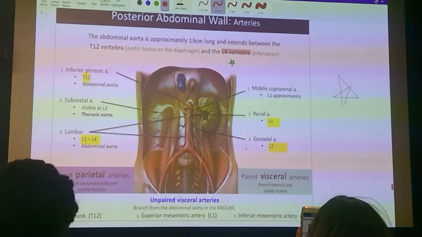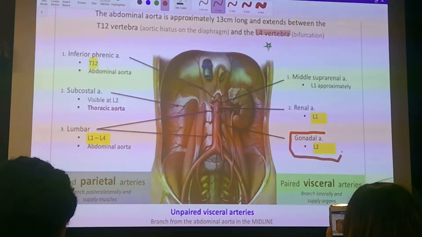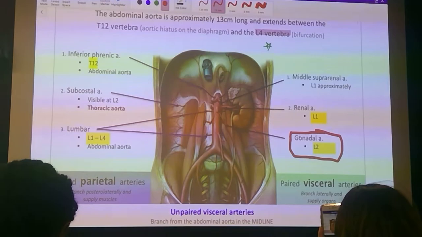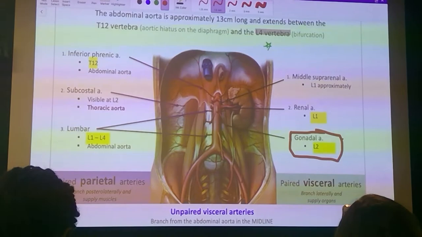Again, just know the levels of the arteries. But a fun fact they like to test you on is the renal artery. It's the only lateral branching artery that goes anterior to your aorta.